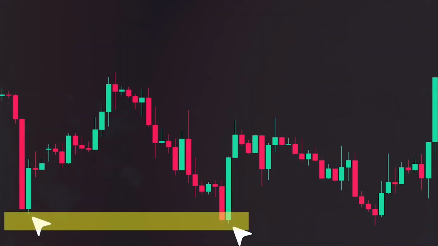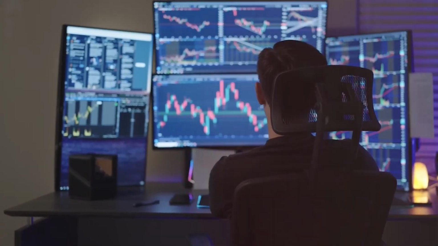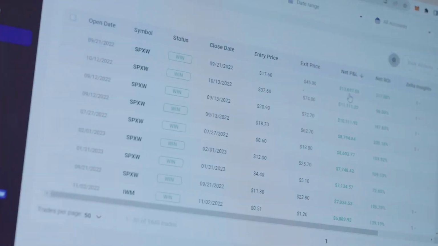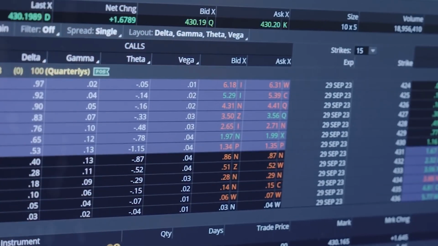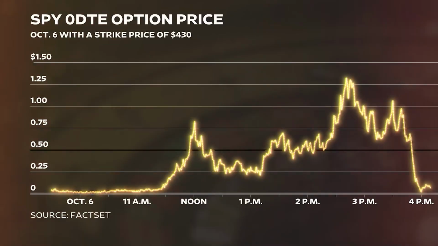In conclusion, candlestick patterns act as a universal language for traders, allowing them to analyze market dynamics and make sound trading decisions in the forex market. By learning these patterns, traders can obtain a competitive advantage and increase their ability to forecast market moves more accurately.